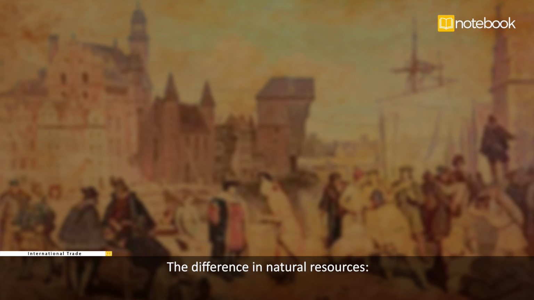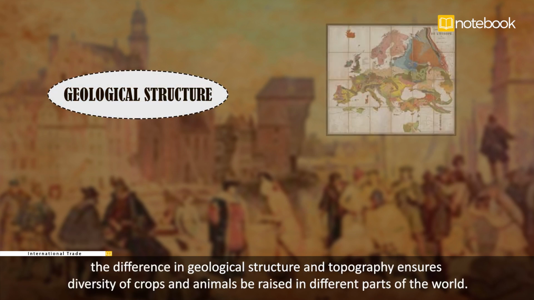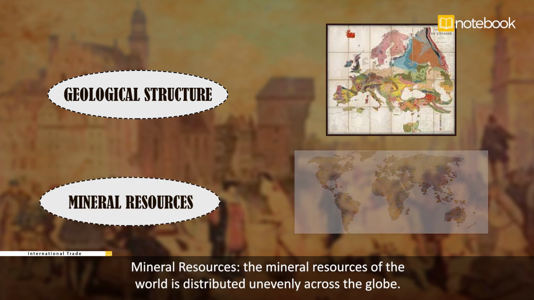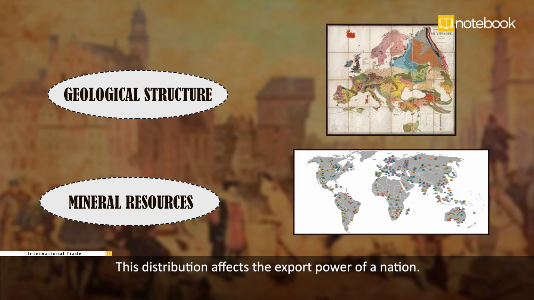The difference in natural resources and geological structure. The difference in geological structure and topography ensures diversity of crops and animals raised in different parts of the world. Mineral resources. The mineral resources of the world are distributed unevenly across the globe. The distribution affects the export power of a nation.